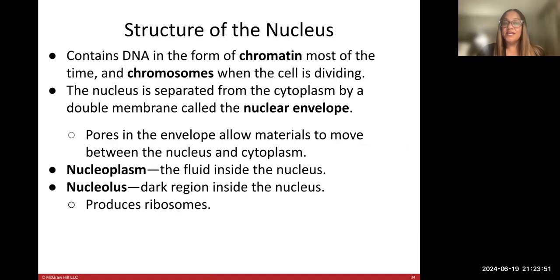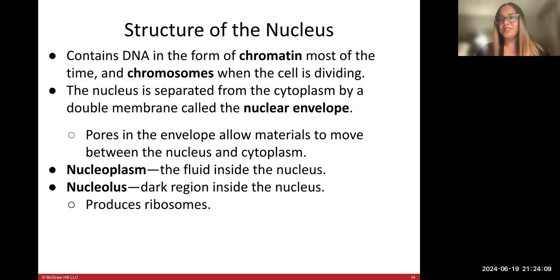The nucleus contains DNA in the form of chromatin most of the time, and then chromosomes when the cell is dividing. So it's chromatin when it just looks like loose strings. And then when cell division is upon us, it thickens up and it actually forms kind of an X shaped structure.